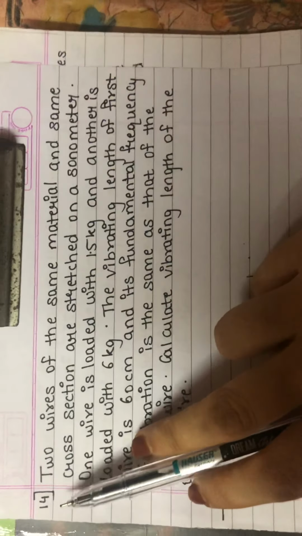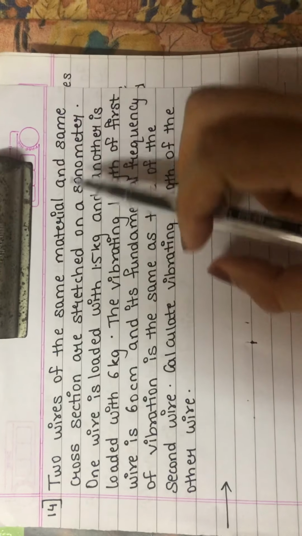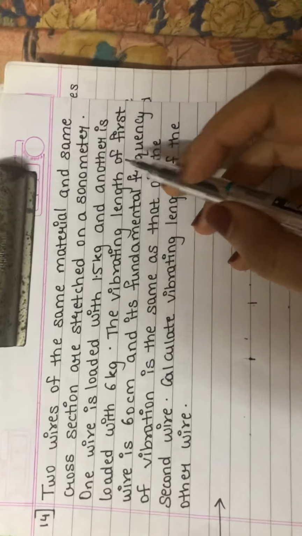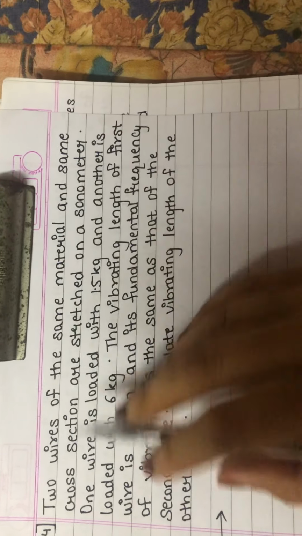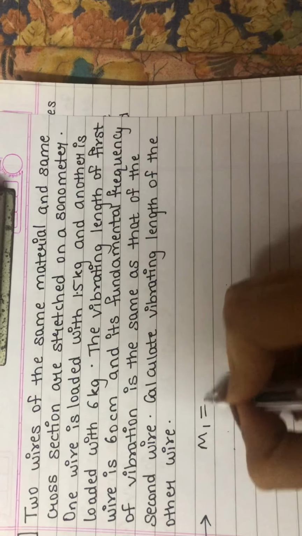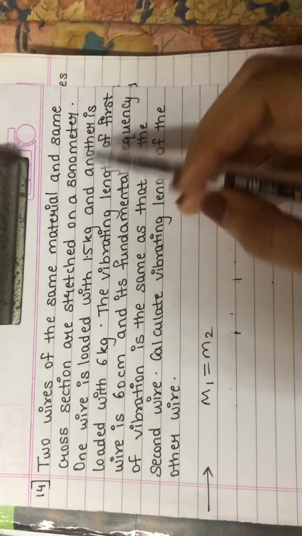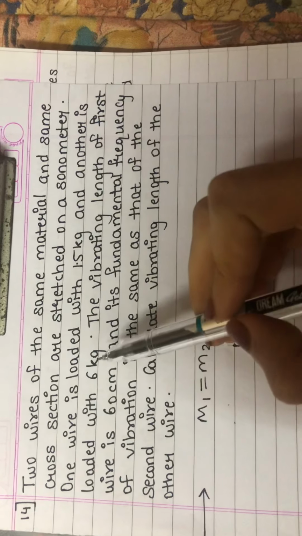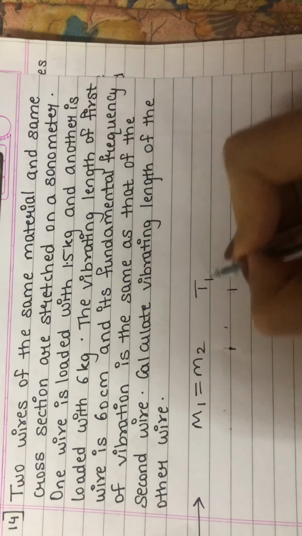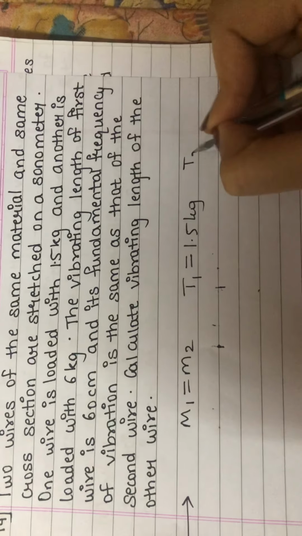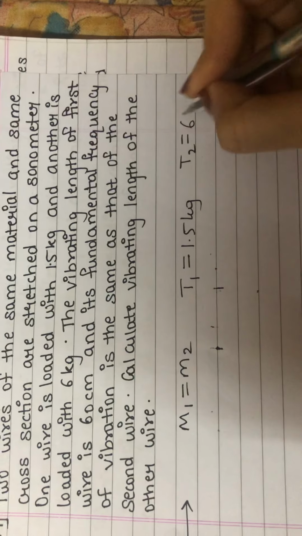Okay, starting with numerical number 14. Two wires of the same material and same cross section are stretched on a sonometer. Now, of the same material and same cross section means the linear density of the first wire is equal to the linear density of the second wire. One wire is loaded with 1.5 kg and another is loaded with 6 kg. Means the tension T1 is 1.5 kg and tension T2 is 6 kg.